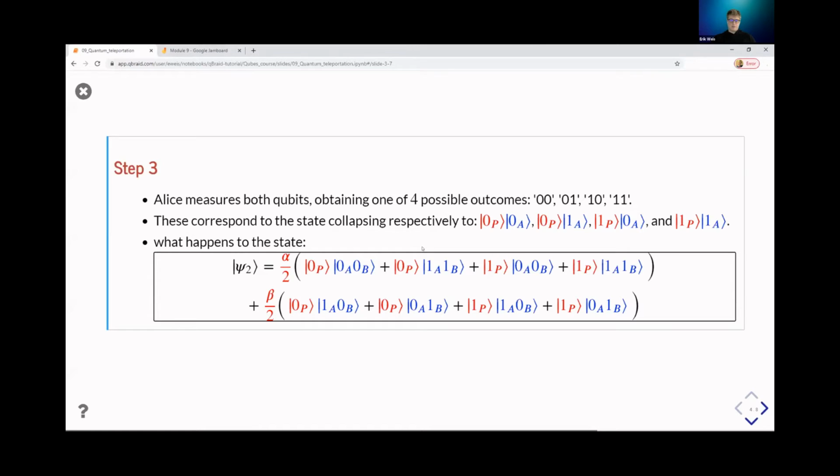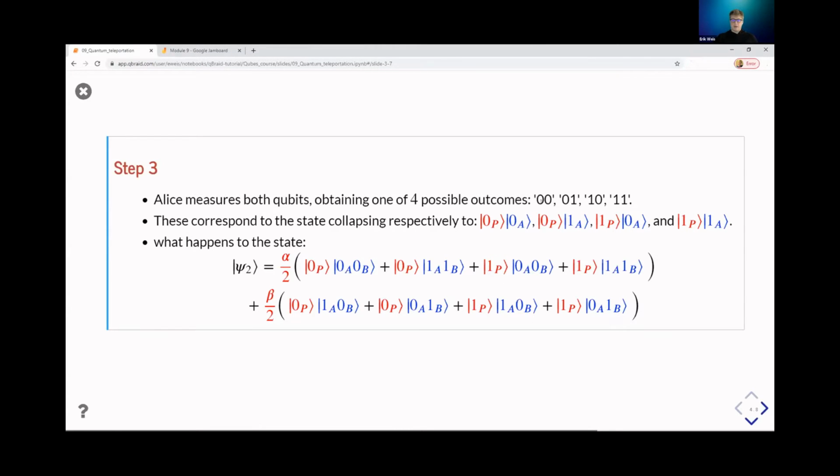So what I want you to take away from this slide is that for every possible outcome of measuring the password qubit and Alice's qubit, there are going to be only 2 terms remaining in the superposition. Does that make sense to everyone? For each one of these possible outcomes, and there are 4 possible outcomes, there will only be 2 terms remaining. That makes sense?